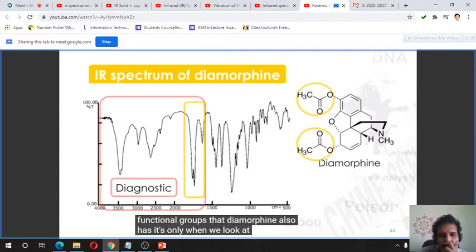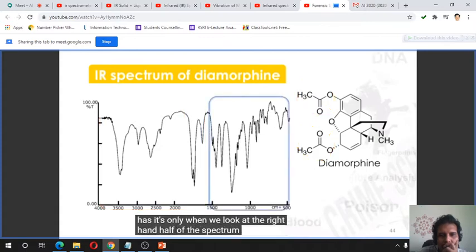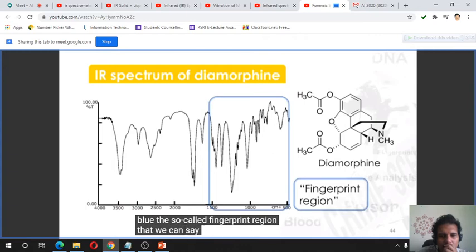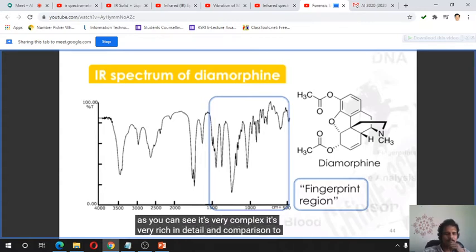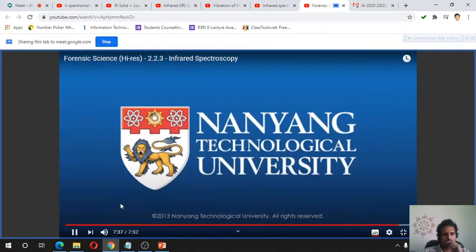It's only when we look at the right-hand half of the spectrum outlined in blue, the so-called fingerprint region, that we can say this is diamorphine. As you can see, it's very complex, very rich in detail, and comparison to an authentic sample proves that this is indeed diamorphine. Fine. So that tells you the importance of this IR spectrum.